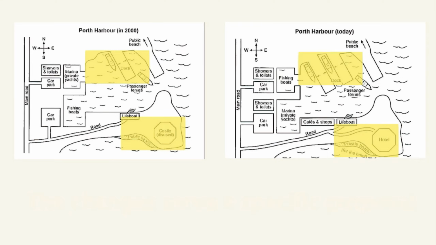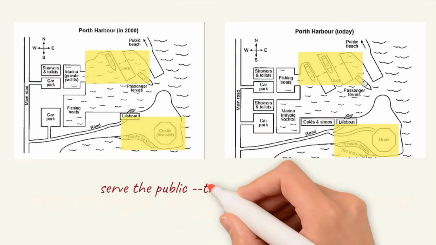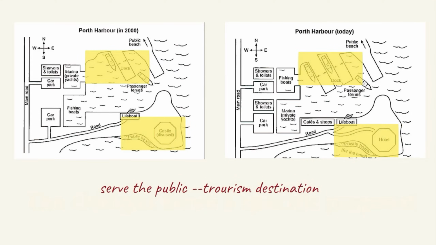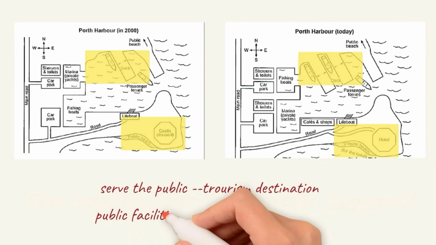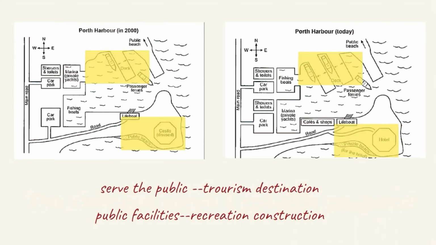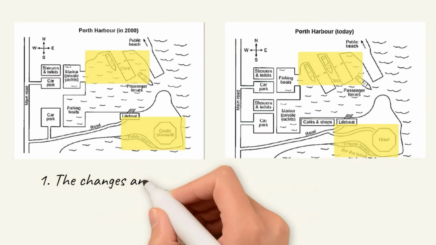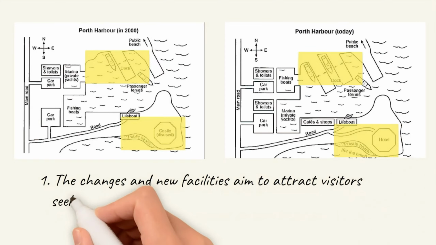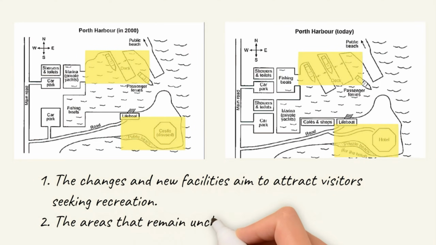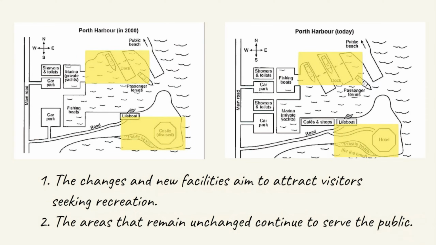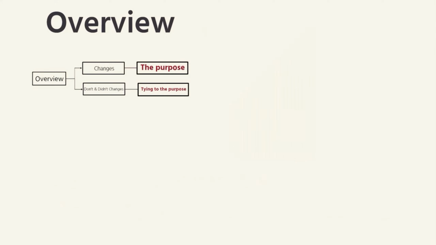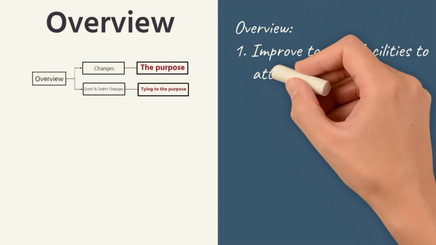Back to the diagrams. The harbor used to be a public space, but now it has transformed into a tourist destination with improved accommodations and facilities, such as new decks, ferries, cafe shops, and a hotel with a private beach. These changes are designed to attract tourists seeking relaxation and entertainment. Therefore, I will summarize the transformation in 2 sentences. First, the changes and the new facilities aim to attract visitors seeking recreation. Second, the areas that remain unchanged continue to serve the public. You must write it down. So, the plan of the overview paragraph is done.